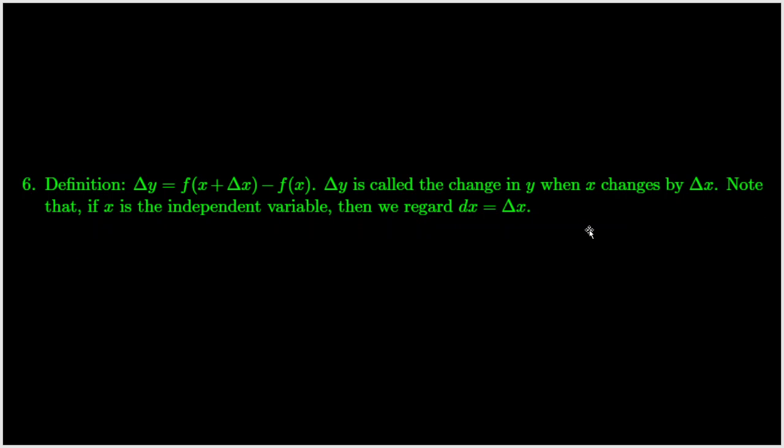Before we look at the geometric interpretation of differentials, we define delta y. The definition of delta y is on the screen. We can treat delta y as a function of two variables, x and delta x. By that we mean, every pair of values of x and delta x determines a unique value of delta y. Delta y is called the change in y when x changes by delta x. Note that, when x is an independent variable, we regard dx to be equal to delta x.